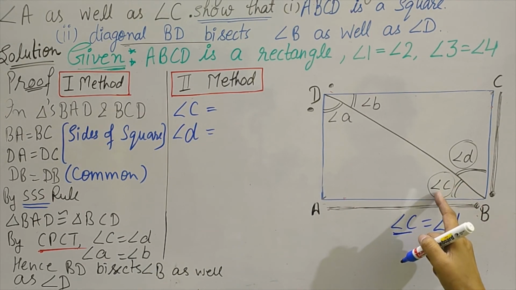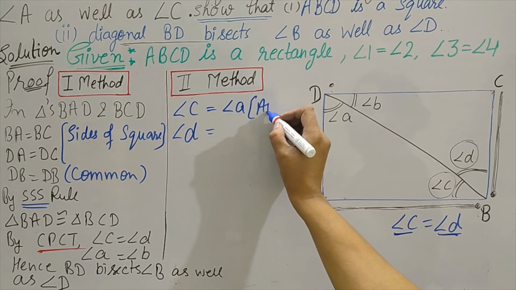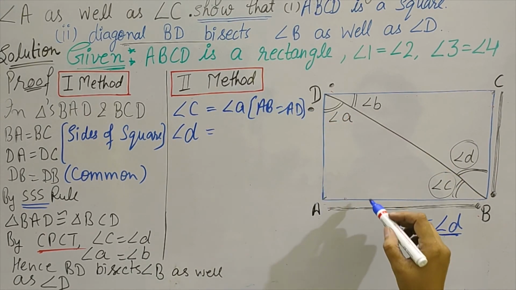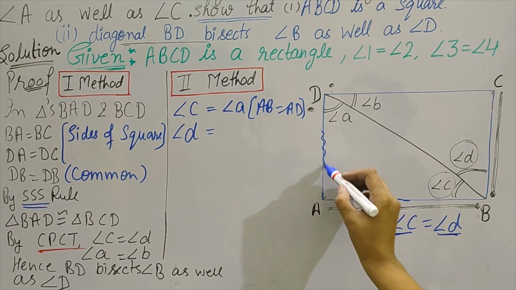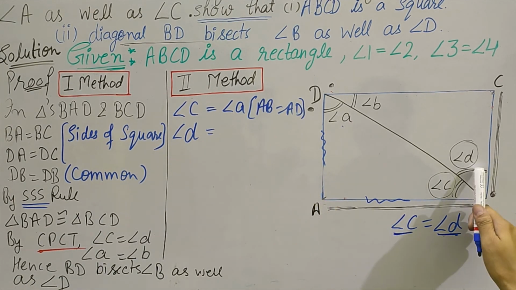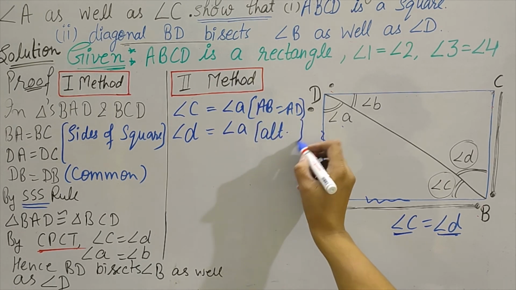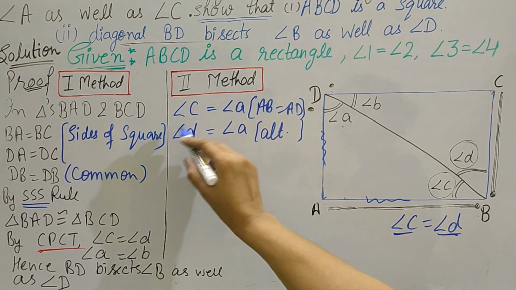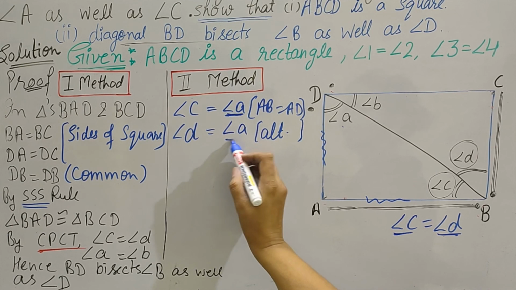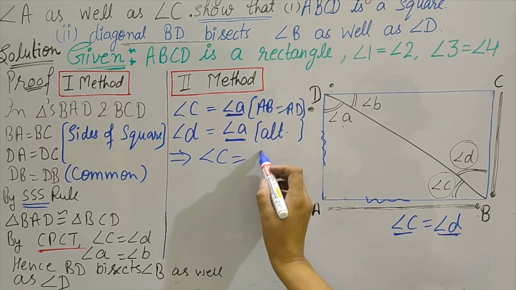You can write angle C is equal to angle A. Why? As ABCD is a square and AB is equal to AD. So if you take AB is equal to AD, these two sides are equal. So you can write angle A is equal to angle C. Now angle D also, angle D can be written as equal to angle A. Reason? Alternate interior angles. Now angle C is equal to A. Angle D is also equal to A. So by this we can say angle C is equal to angle D.